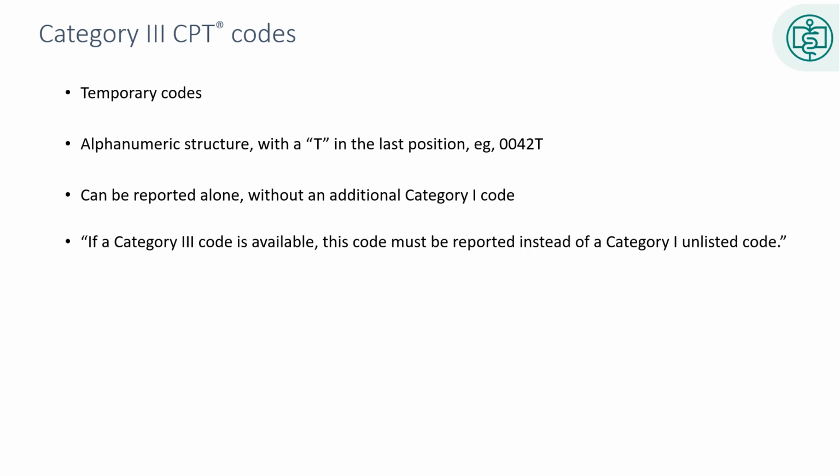Category 3 codes are found behind the Category 2 codes. Category 3 codes are also 5-character alphanumeric codes but end with the letter T, T like temporary. Category 3 codes are temporary codes used to report emerging technology, services, and procedures. These codes can be reported alone. Remember, the instructions for reporting CPT codes state to report the code that most accurately identifies the services performed. This may be a Category 3 temporary code rather than a Category 1 CPT code.